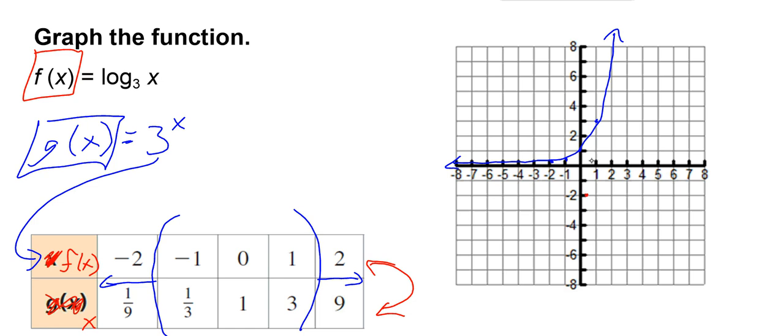When x is 1/3, we have a value of -1. At 1, we are 0. At 3, we are 1. And at 9, we are 2. So again, we see our logarithm graph behaves like that.